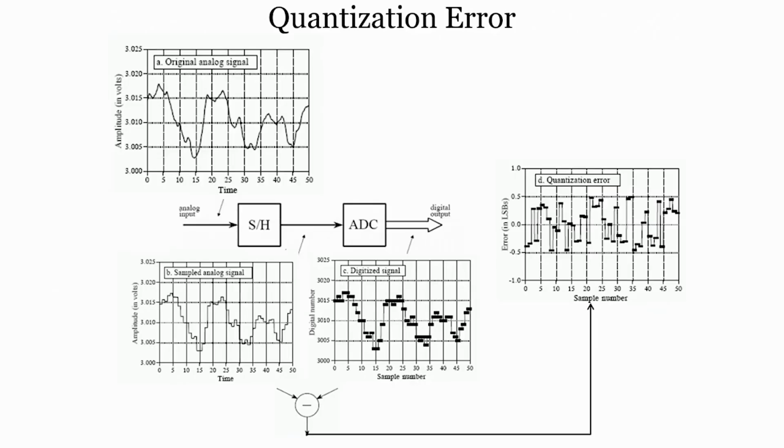You can also see that the original analog signal is this one, and when you apply sample and hold, the sampled analog signal is this one. When you go for the digitized signal, it looks like this, and if there is a quantization error, you can see it here. This is how the quantization error will occur. So, quantization error should be minimum.